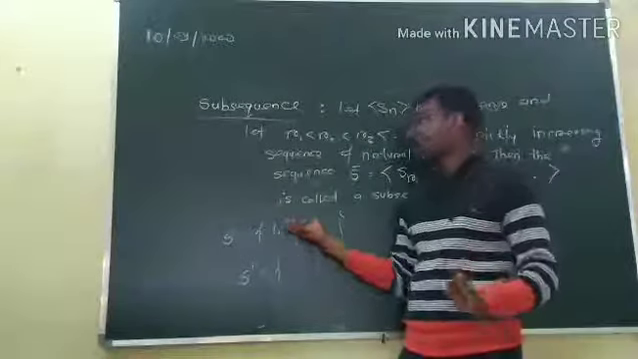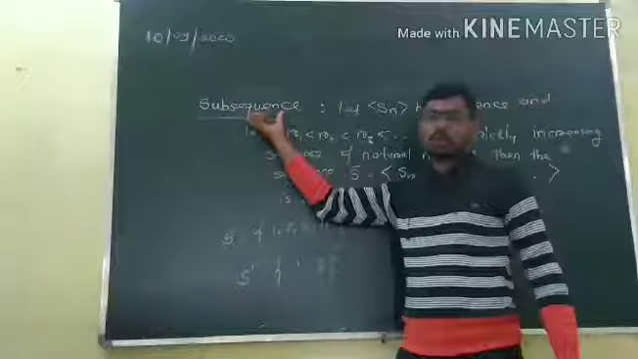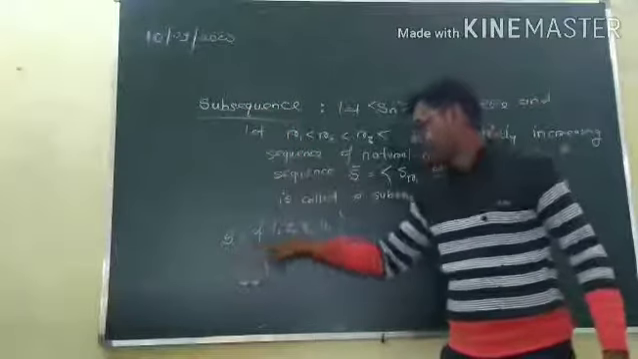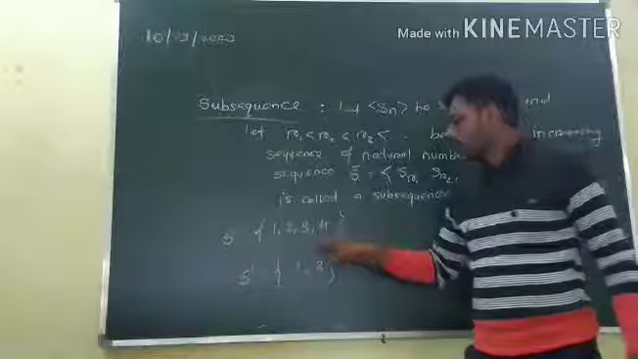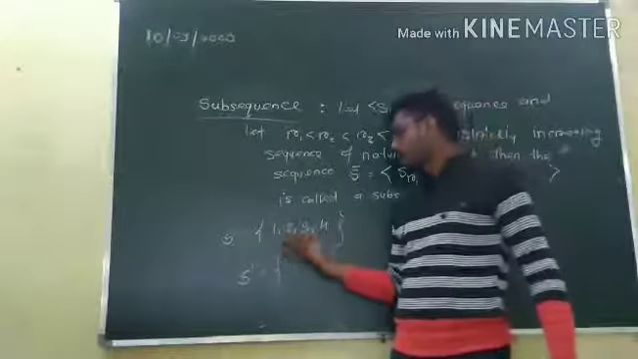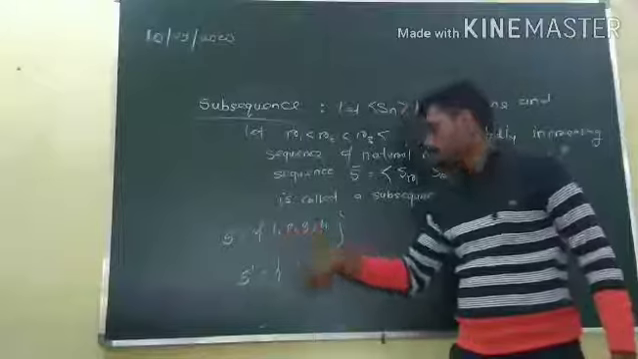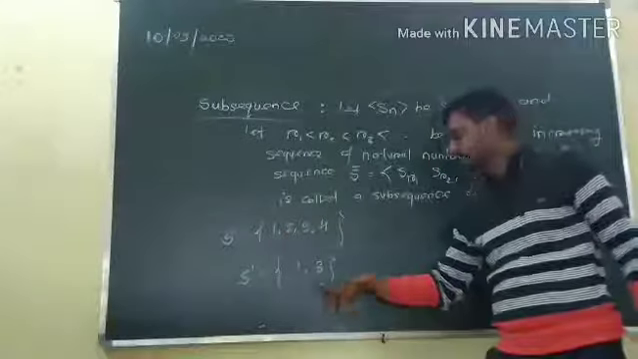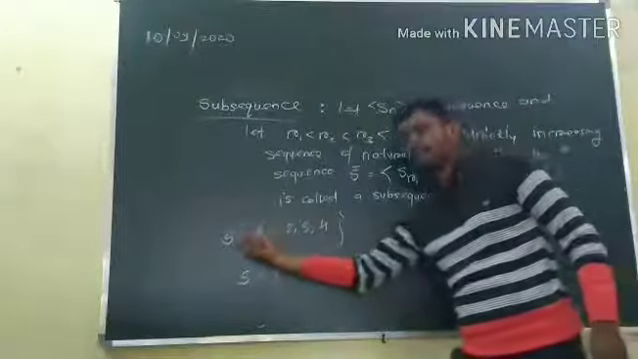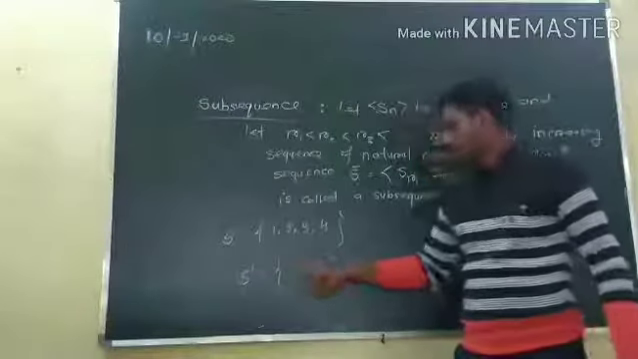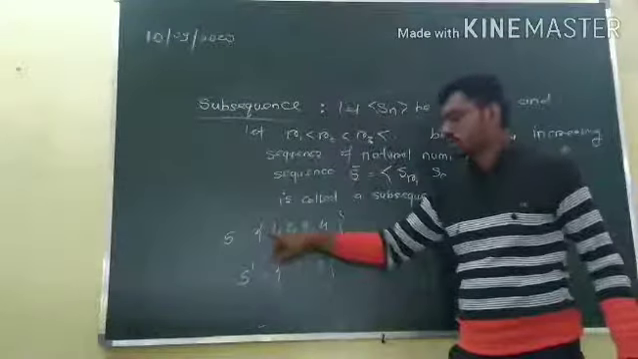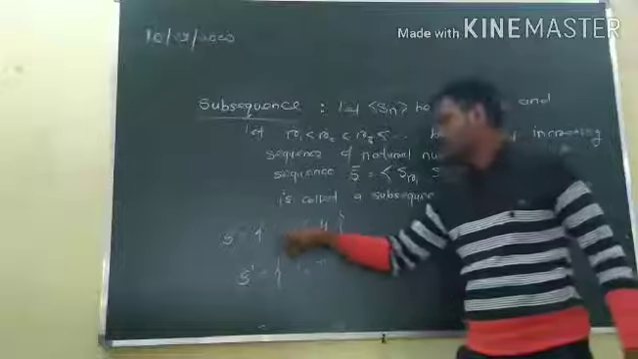Subset. Okay, we are not talking about subsequences. This is the one set S = {1, 2, 3, 4}. We have collected some elements from this set. We have taken 1 and 3. So this becomes a subset of this set S. Why? Because 1 belongs to set S and 3 also belongs to the set.